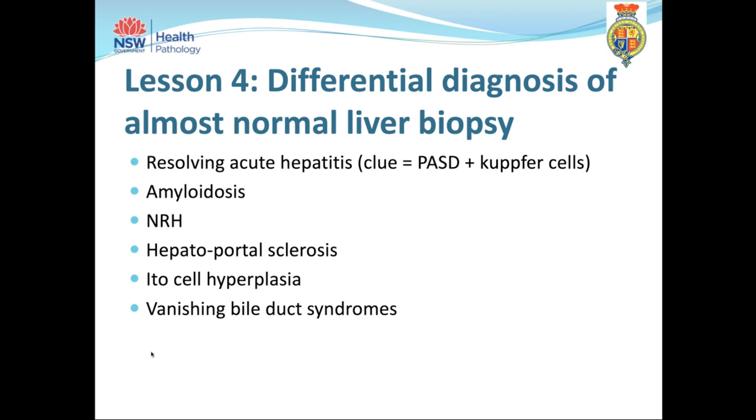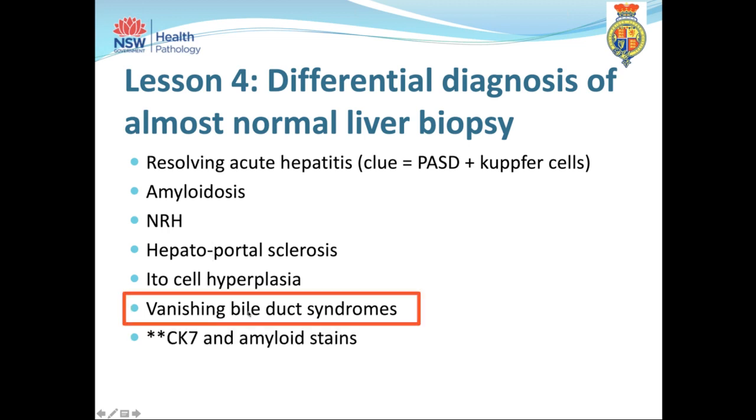So again, I've talked about this before, but these almost normal liver biopsies are tricky, and I think there are a few things to keep in mind, including resolving acute hepatitis, where you've sort of missed the bus, if you like, and the only clue remaining is some Kupffer cells, amyloid, NRH, vitamin A excess, and these vanishing bile duct syndromes.